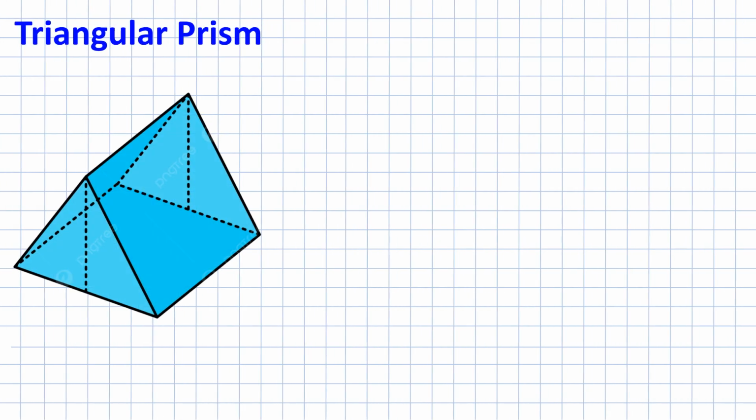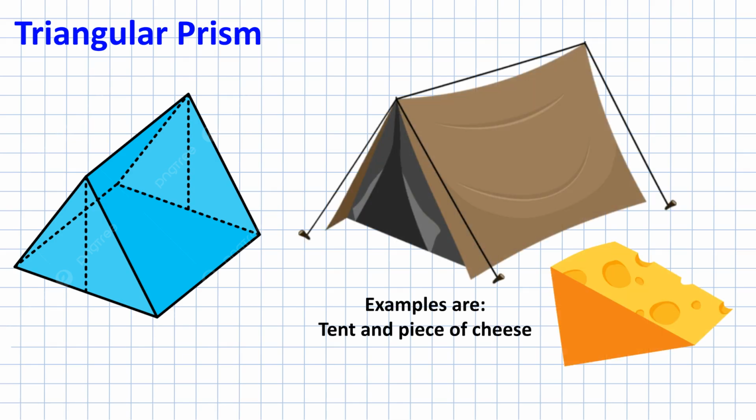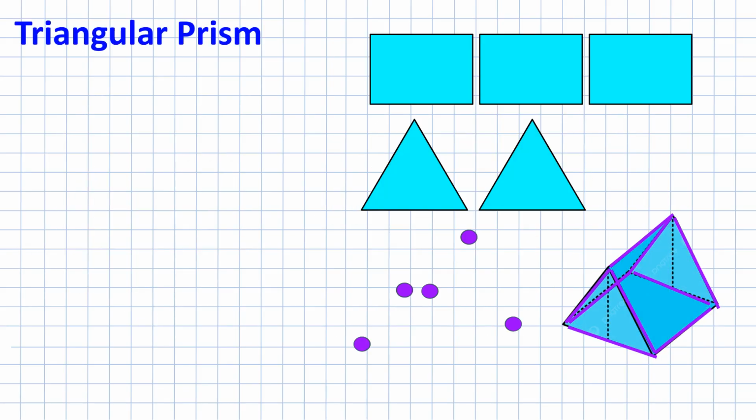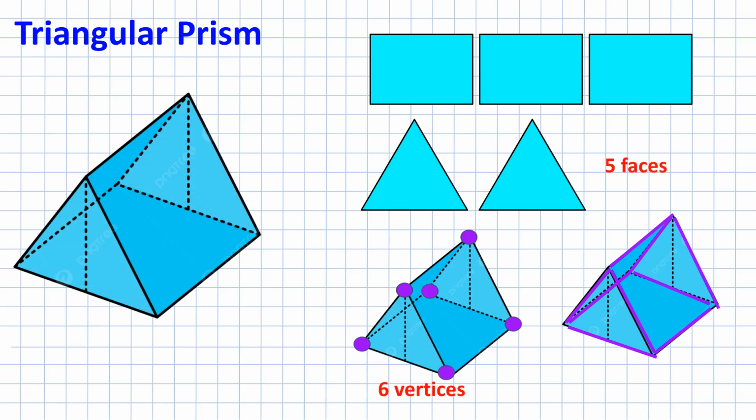We move on to the triangular prism. Common examples include tents and some pieces of cheese. A triangular prism is a polyhedron with 2 triangular bases and 3 rectangular faces. The properties of a triangular prism include 5 faces, 6 vertices, and 9 edges.